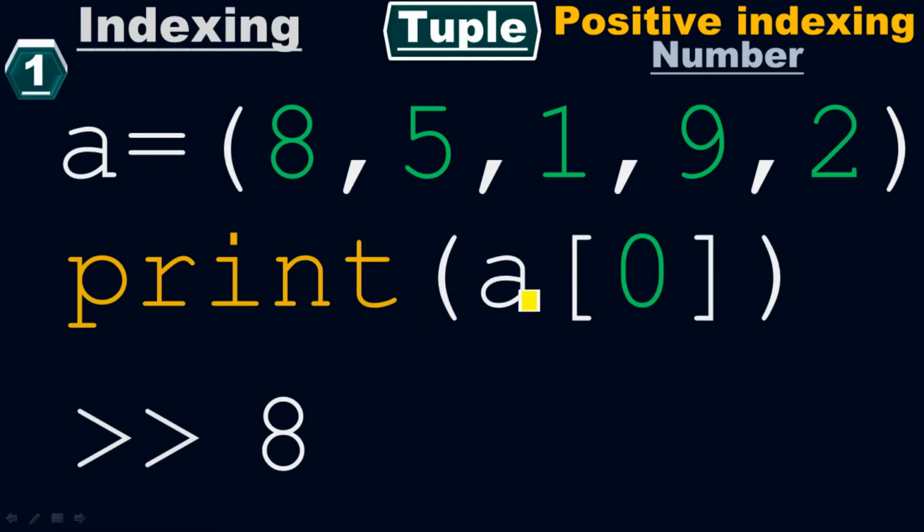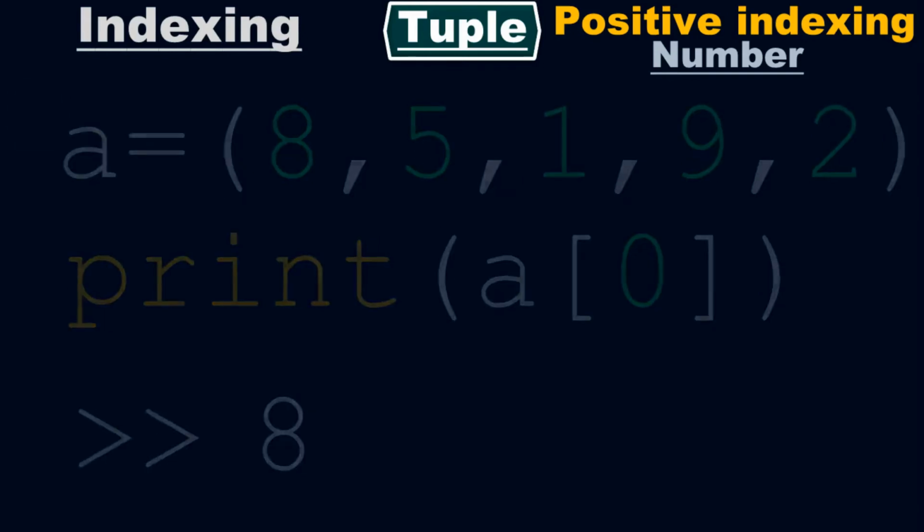Now when you take the print of A with the index 0, it returns the very first value of the given tuple, which is 8. Look, this is the index number, the index address in the computer memory. Which value lies at index 0? This one. Remember, indexing starts from 0, 1, 2, 3, 4. So the very first item has index 0. When you run it, you will get 8 in the final output. This is the first method to do the positive indexing for the number.